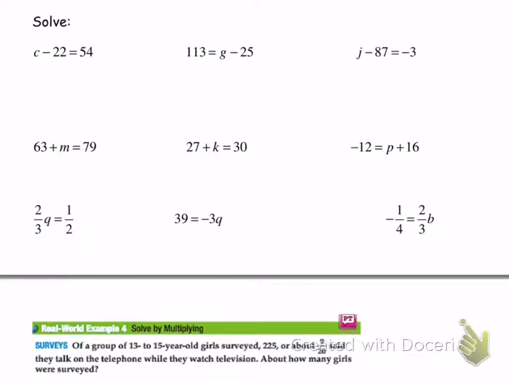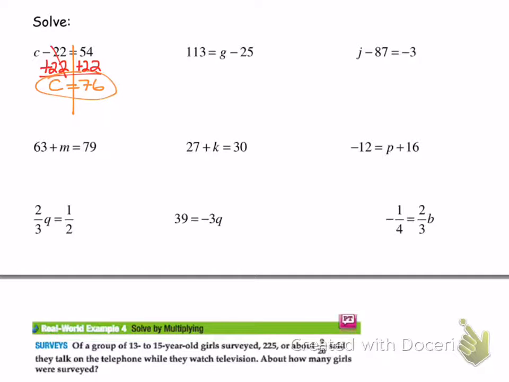So if you look at this first one, c minus 22 is equal to 54. So I have a number, I subtract that number by 22, and I end up with 54. So since you subtracted by 22 originally, and I like to put a wall there at the equal sign so that I know whatever I do to one side of the equal sign I do on the other side, then you do the opposite. You add 22 on both sides, and you end up with c is equal to 76.